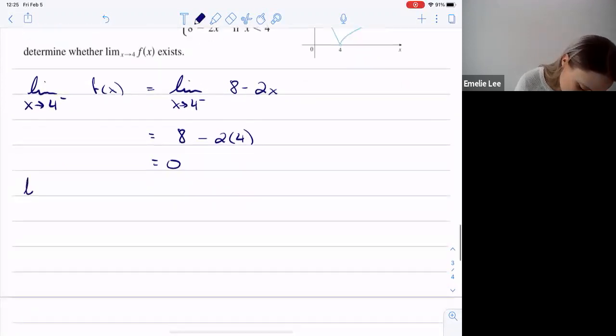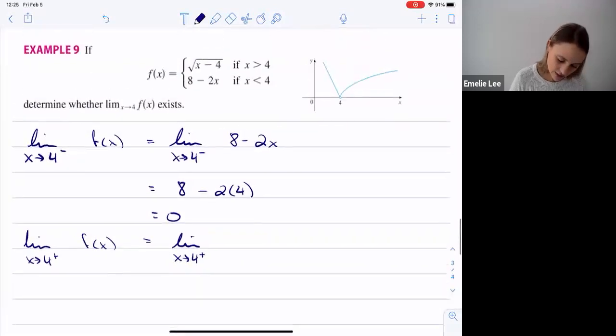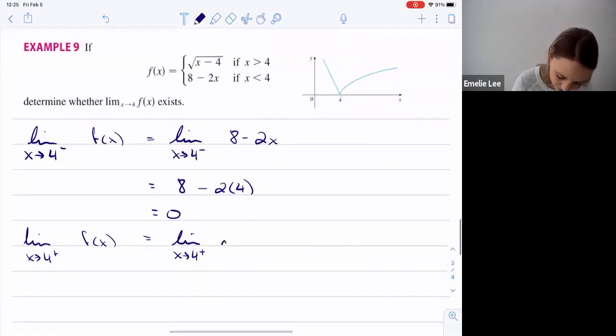How about from the right? So the limit as x approaches 4 from the right of f of x. Well, now that we're coming in from the right, I've got the limit as x approaches 4 from the right of the root of x minus 4.